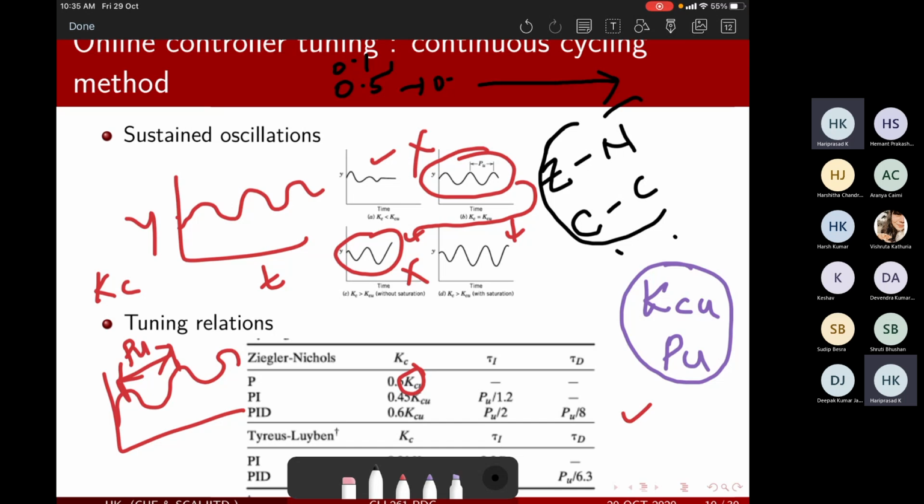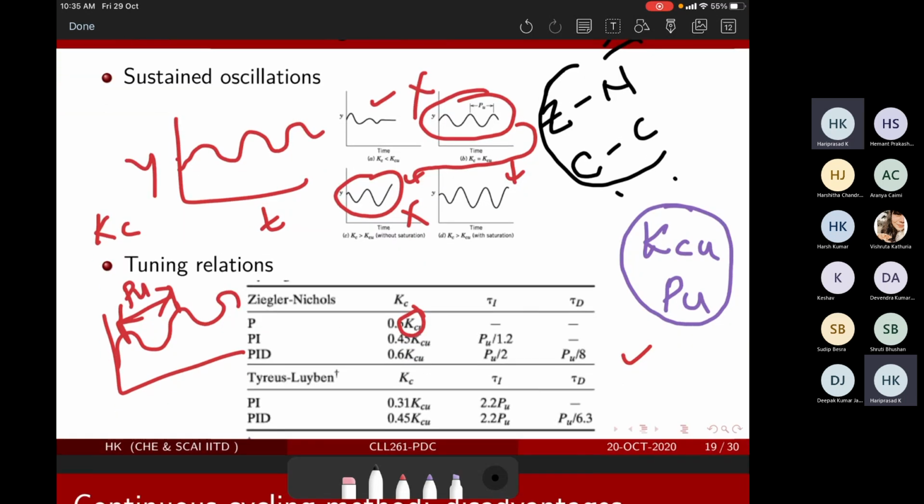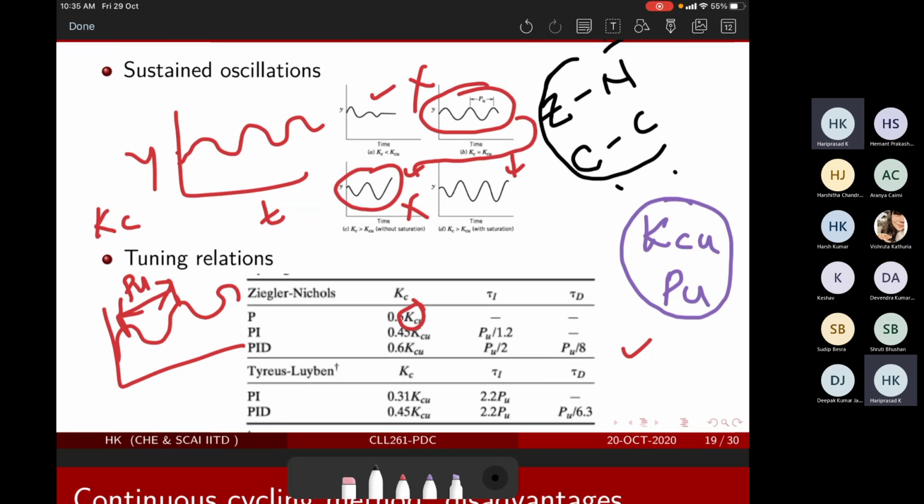But again, the issue is you will have to constrain things over here. But if you get it, then thanks to Ziegler and Nichols, they have made a very nice table. If you get this Kcu and Pu, they say this is mostly an approximate value. From their experiments and tests and some proofs, they came up with these seemingly rational numbers to work with.